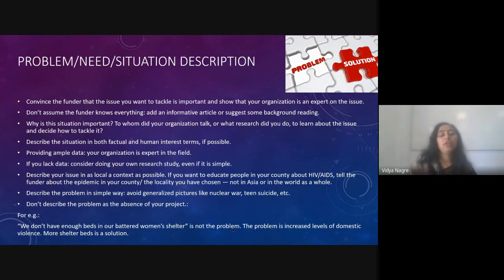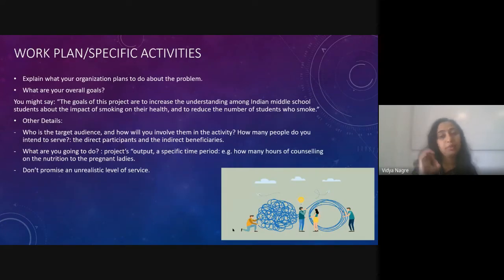For example, you do not have enough beds for the battered women's shelter. This is a statement that you have made. Here you have added negation. Rather, you should say that the problem in that area has increased, the level of domestic violence has increased so much that we need more shelter beds as a solution. See, here we have not used any word of negation. So you have to be very careful while drafting your problem statement.